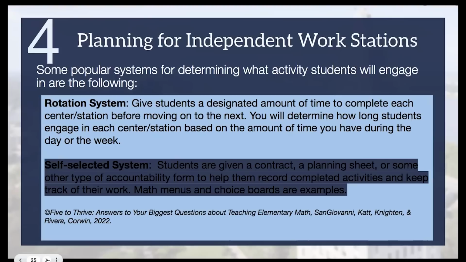So one is a rotation system. And so this is where students may have a designated amount of time to complete each center or station before they move to the next. And so the amount of time that your students have in each station is determined by how much time you have for that small group center time in your classroom.